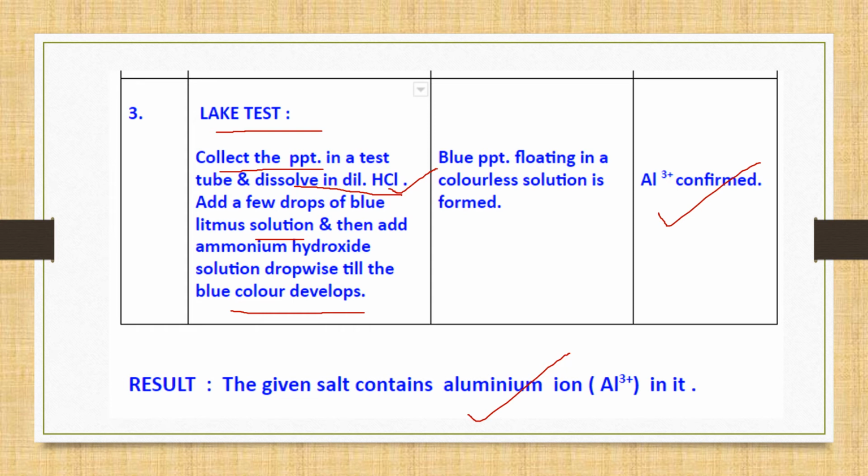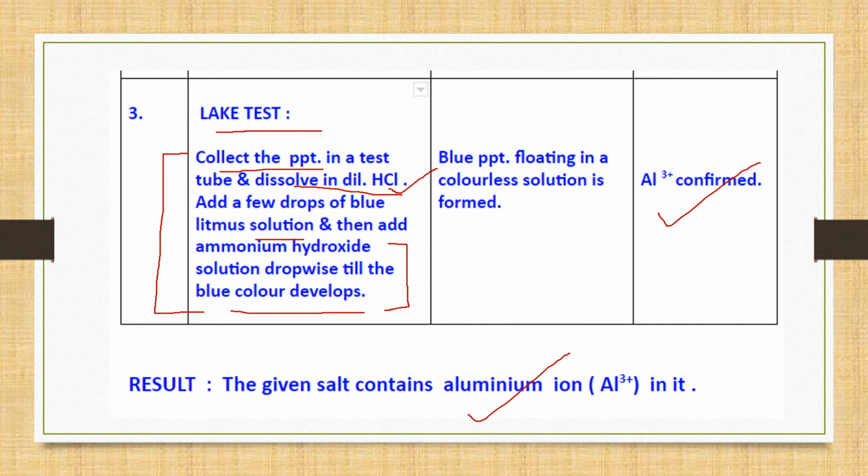The problem which happens here in the test is generally students take a large quantity of the precipitate and then they dissolve it in a lot of HCl. Too much acid is used, wasted in the process. And then when you add blue litmus, it will definitely turn red. But this particular step will take a lot of time, and generally students say that the test is not coming. We are not able to see the blue coloration.